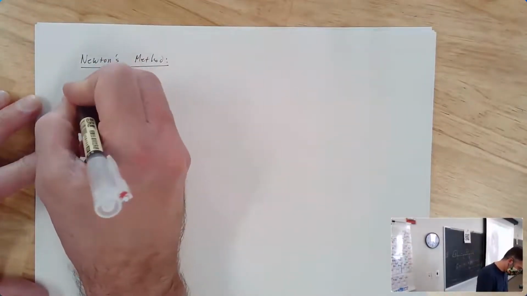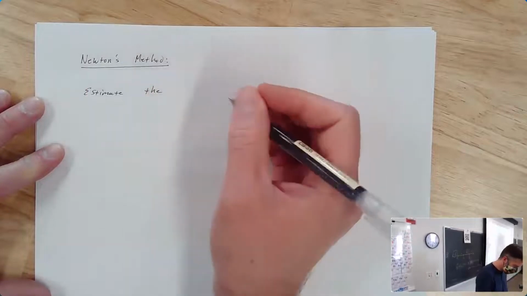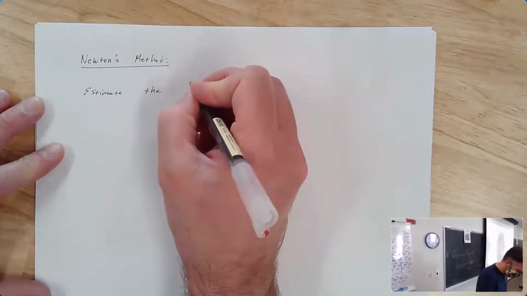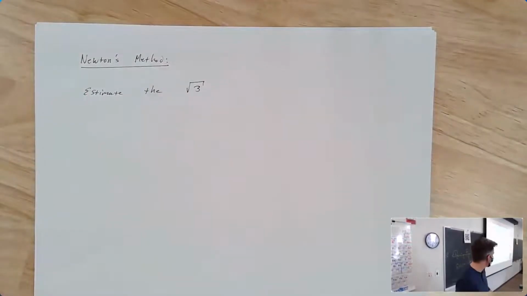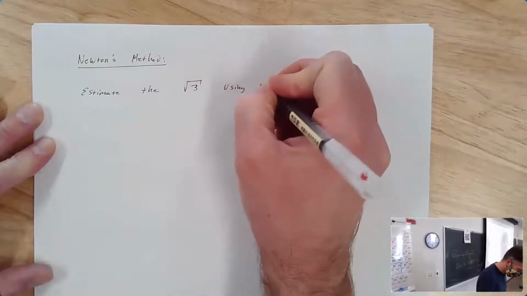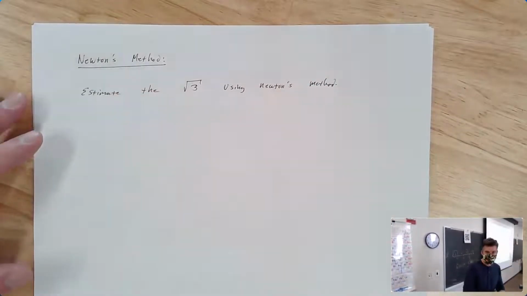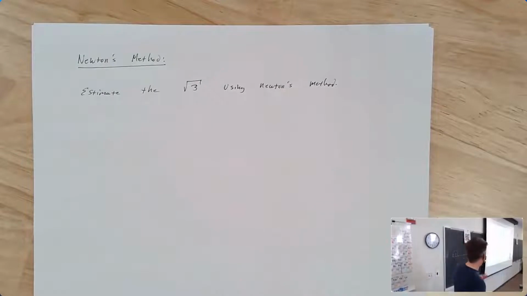So let's say we want to use Newton's method to estimate, sure, let's do the square root of 3. So sometimes this type of Newton's method question gets phrased as estimate some sort of irrational number using Newton's method. Another way of phrasing, which we'll work on in a minute, is estimate the root of this function or the x-intercept of this function where you're given a function.